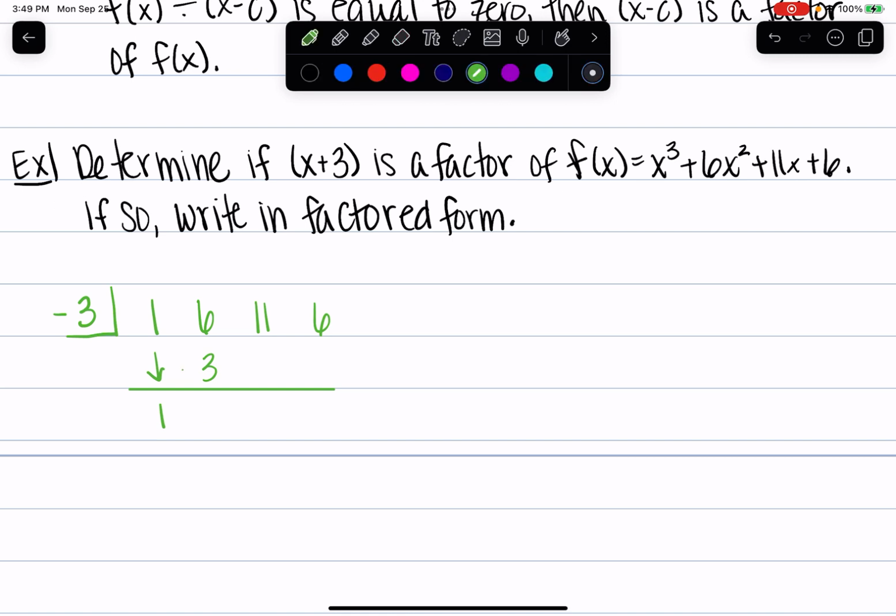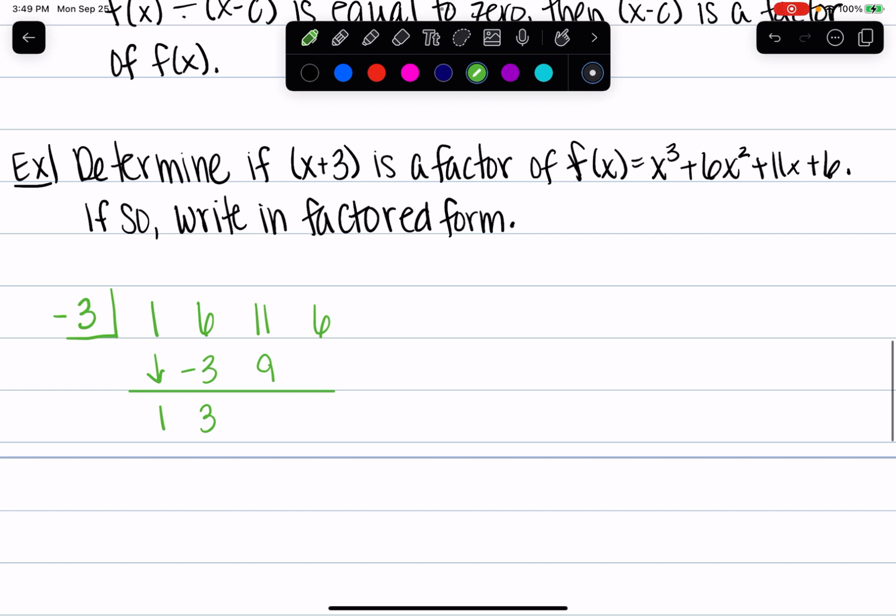So that makes this negative, and 6 plus -3 is 3. -3 times 3 is -9, sorry. Don't drop your negatives. 11 minus 9 is 2. -3 times 2 is -6, and that would be 0. So, yes, it's a factor.